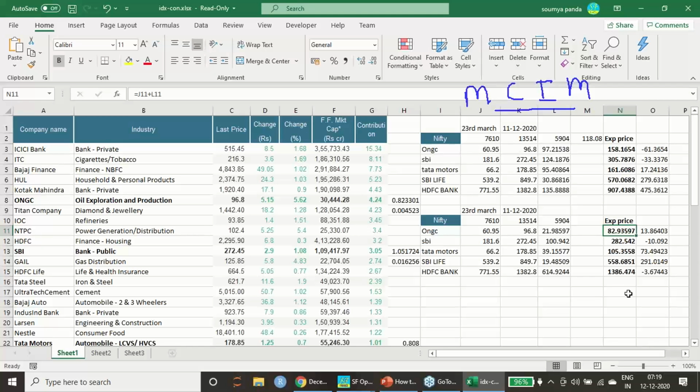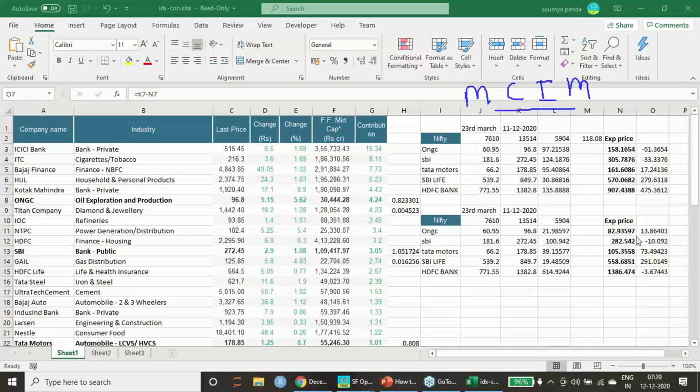SBI 282. Tata Motors I am getting 105. SBI Life I am getting 558. HDFC Bank I am getting 1386. Just have a comparison. Earlier we had been seeing that HDFC Bank is 475 rupees overpriced. Now we are getting 3 rupees underpriced, so we are getting it at a lower price. So this process has changed the entire scenario.